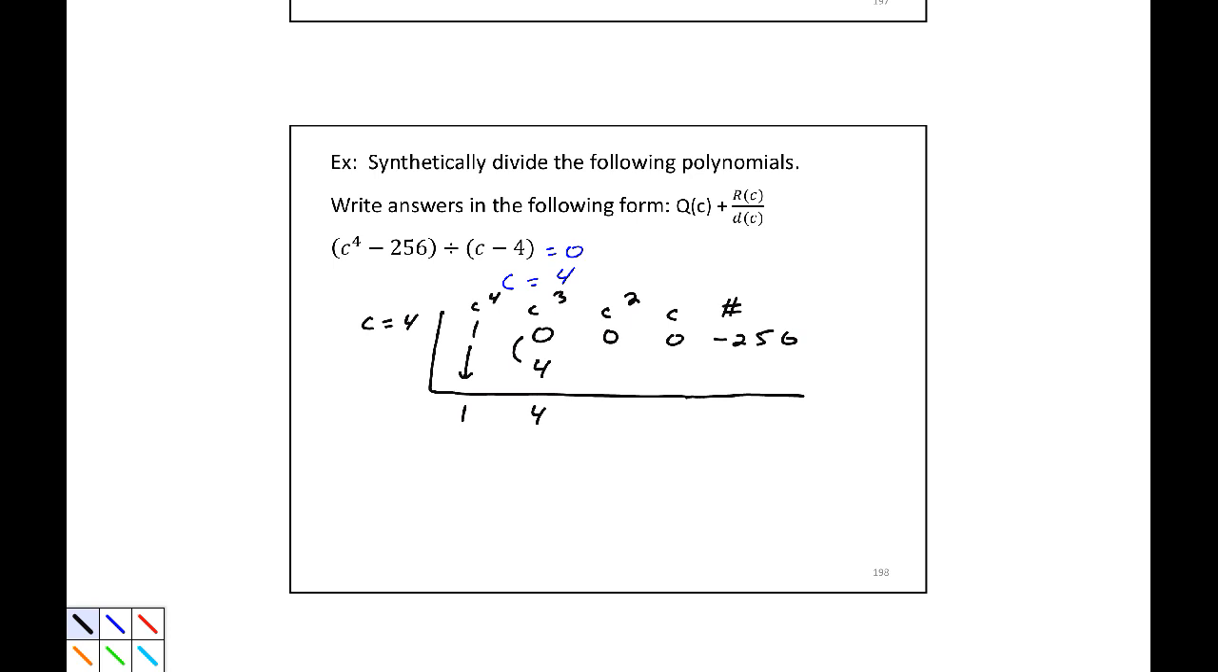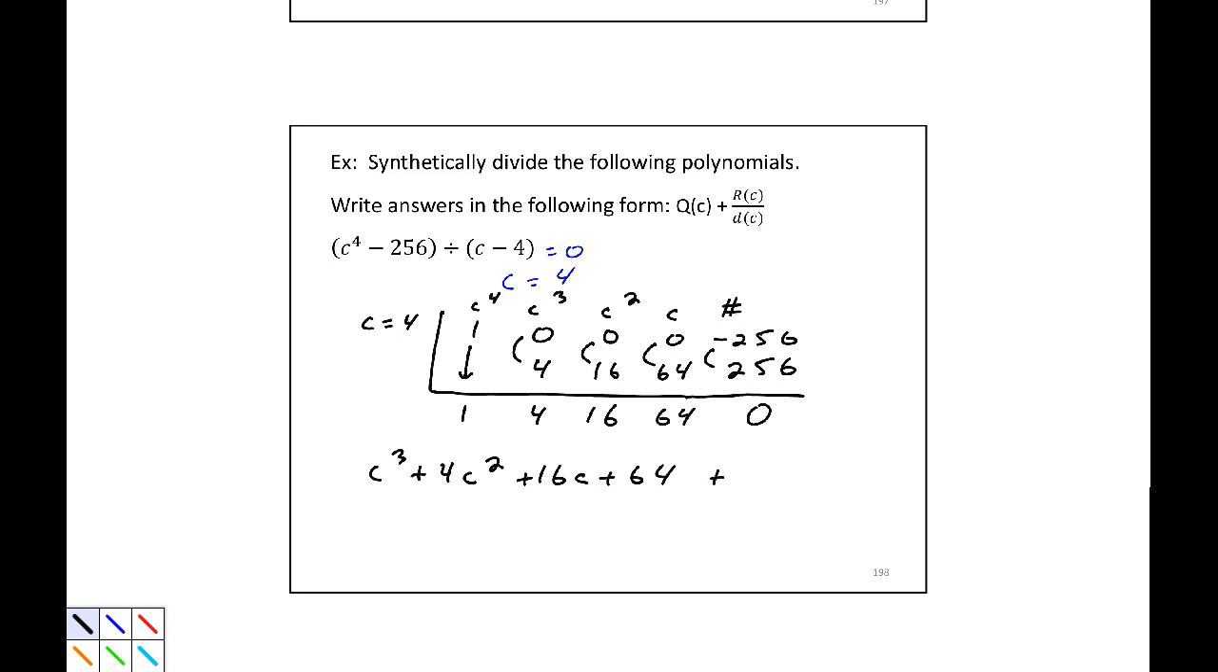Multiplying 4 that we just found by c value, which is 4, that's 16. 0 plus 16 is 16. 4 times 16 would be 64. Adding these two, 0 plus 64, 64, and then 4 times 64 would be 256, positive 256. Adding those two is a 0. So our remainder is 0. That means it's actually a factor. So my answer is 1 c to the third power plus 4c squared plus 16c plus 64.